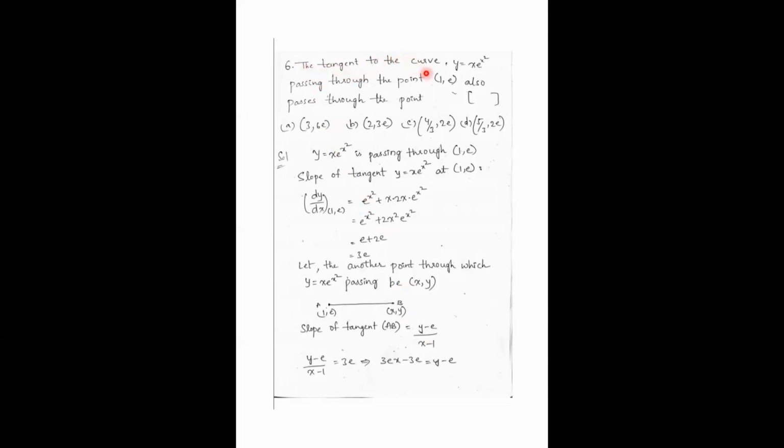The tangent to the curve y is equal to x e power x square passing through the point (1, e) also passes through the point? So we are given one point, that is (1, e), and we have to find the other point, let it be (x, y). The given curve is y equal to x e power x square and it is passing through (1, e). This is one point and we have to find the unknown point, that is (x, y).